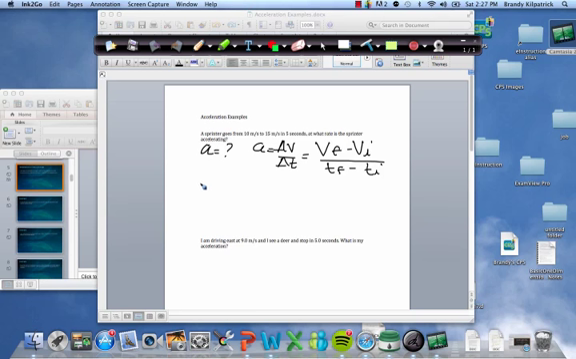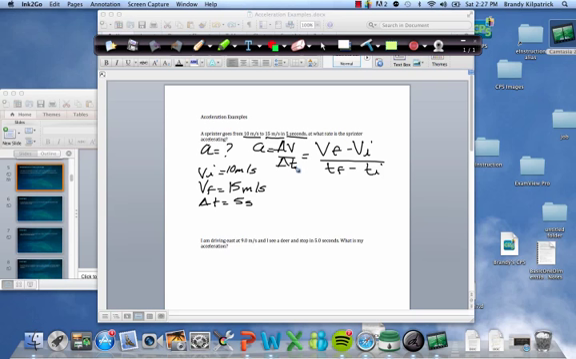Okay, so now let's go ahead and translate the problem. The sprinter goes from 10 meters per second to 15 meters per second. So we're starting at 10 meters per second. That is our initial velocity. And then we go to 15 meters per second. So that will be our final velocity. And then we did this in 5 seconds. So the change in time is going to be 5 seconds.